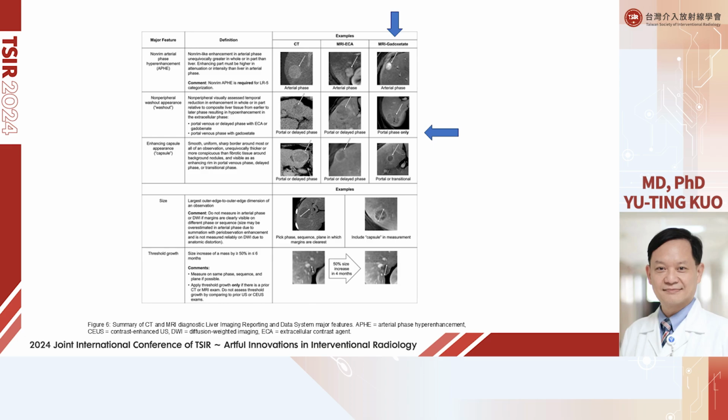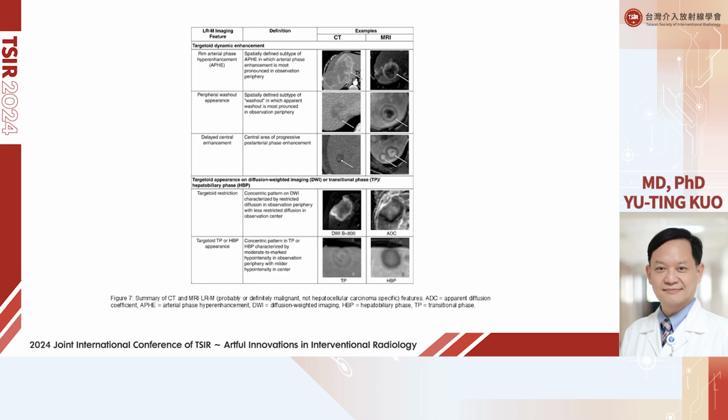This is non-rim arterial hyperenhancement. This is the non-peripheral washout appearance and the enhancing capsule appearance. We also include the size and the threshold growth. We should note that when we're doing EOB-MRI using Primovist, the washout appearance should be limited to the portal phase only. And this is the targetoid appearance. Every lesion looks like a target. This is a rim-like arterial phase hyperenhancement, peripheral washout, and delayed central enhancement. This is for cancer, not HCC, usually metastasis or cholangiocarcinoma, and is categorized as LR-M.